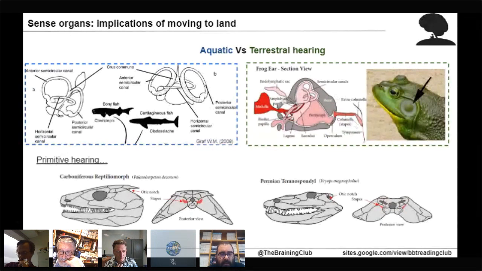However, available data from the fossil record indicates that the last common ancestor between amphibians and amniotes lacked this tympanic ear, suggesting that air hearing might have evolved independently in amphibians and amniotes.